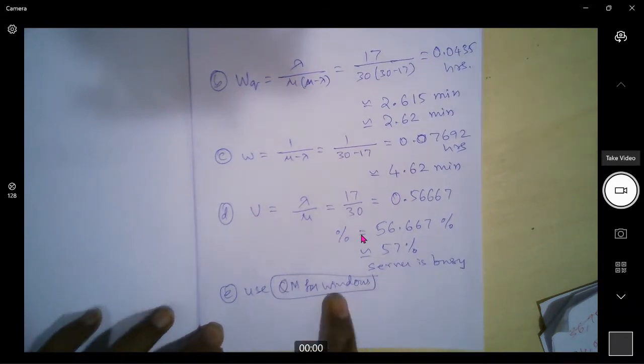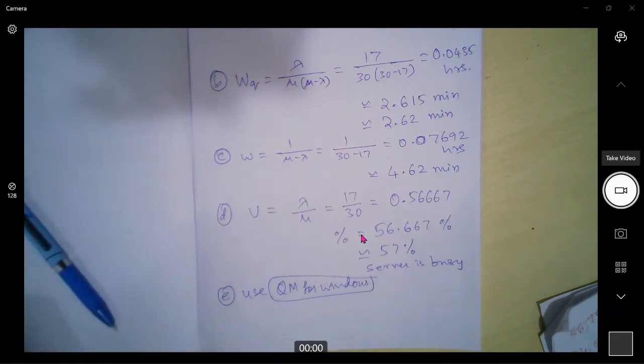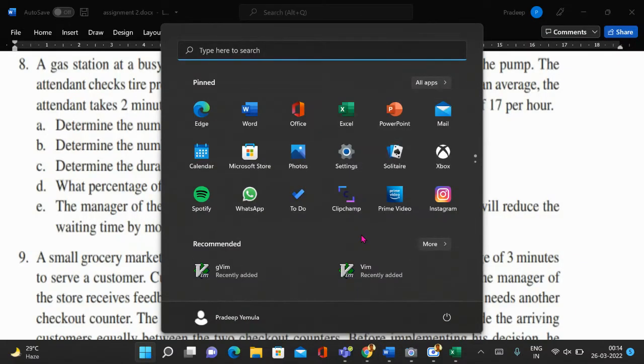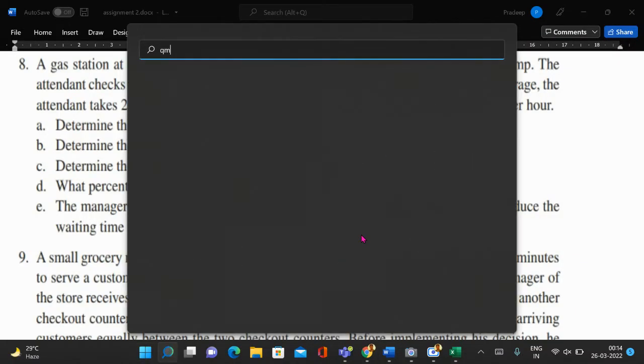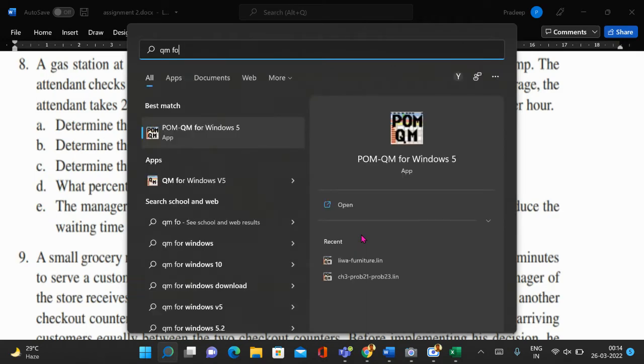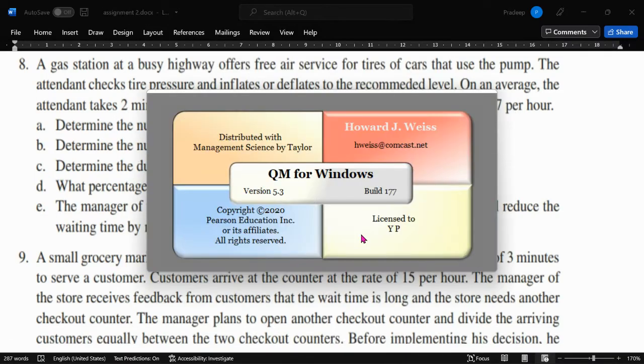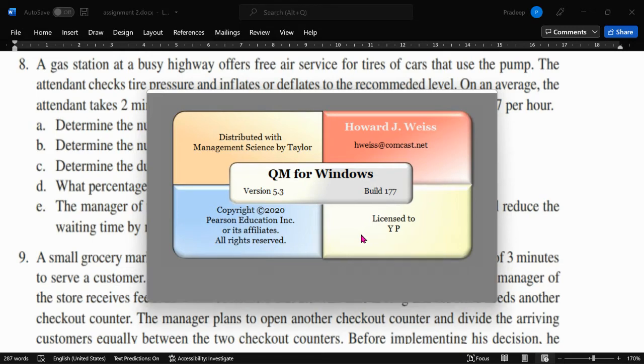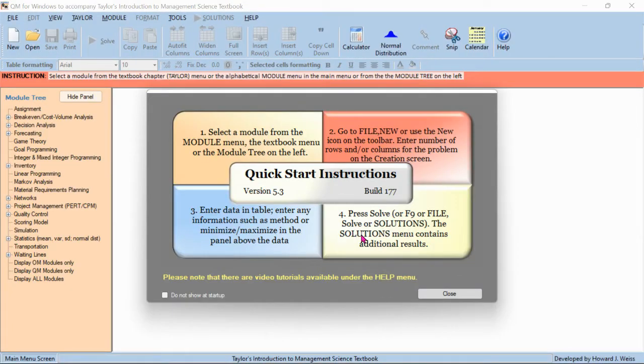So I will explain how to use this QM for Windows. You have to install that software, so you can search online for QM for Windows. I already have that software installed, QM for Windows. I'm opening an empty software like this.